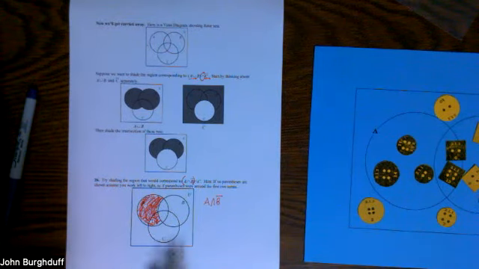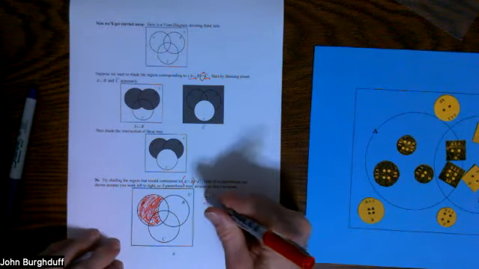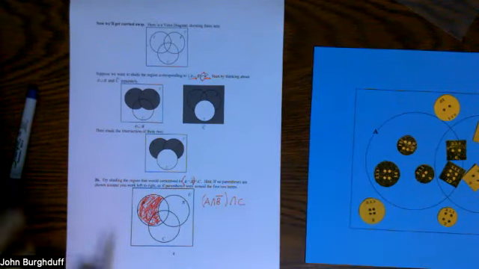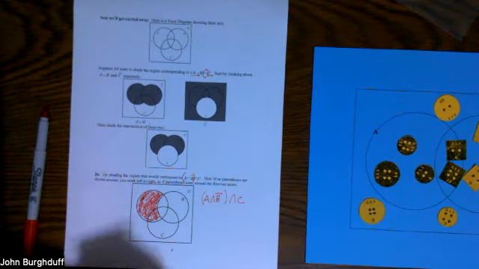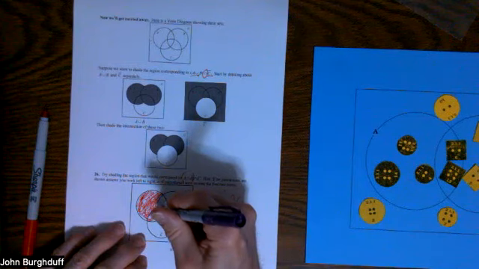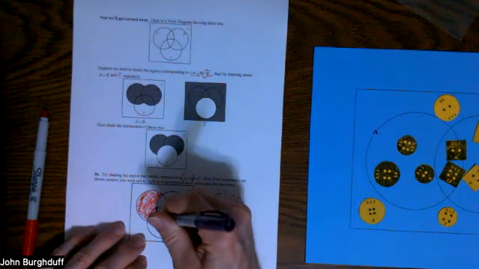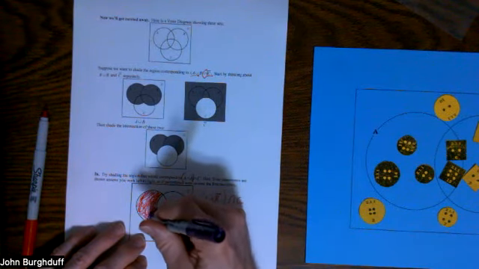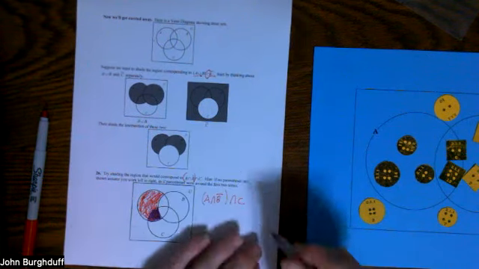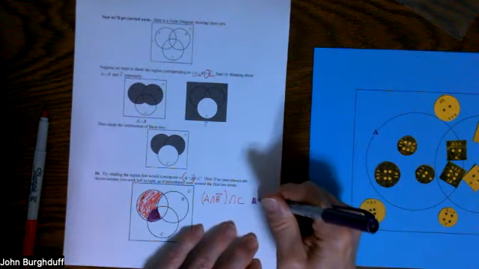Now we want to intersect that. So the red region intersected with C. Where does the red region overlap C? What are the elements that are both in the red region and in C? That's going to be these fellows right here. I'm shading in purple. So this would be the purple region.